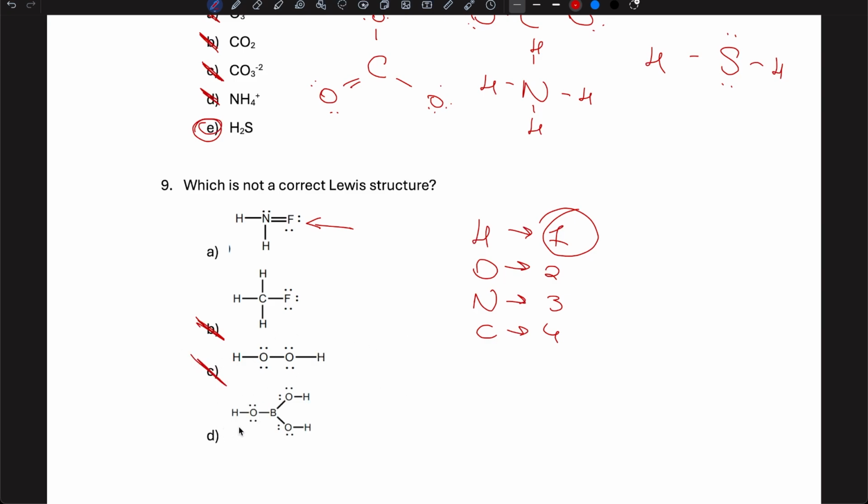Oxygen has 2 bonds. Hydrogen has 1 bond. Oxygen has 2 bonds. Hydrogen has 1 bond. And again, oxygen has 1 bond. Hydrogen has 1 bond. And so boron actually likes to form 3 bonds. This is something we talk about later. And so this is also a correct structure. And our incorrect Lewis structure is A.